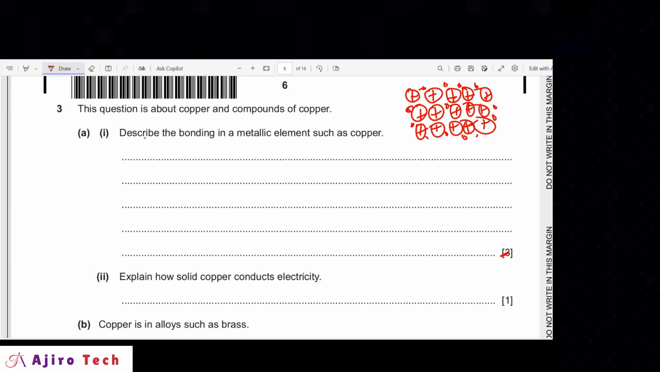So first, we start with: it has a regular pattern of positive ions. Or sometimes instead of a regular pattern, you can say it has a lattice. So lattice could also be used as a word here. So it has a lattice of positive ions. Now, positive ions means all of these circles with positive charge in them. Those are cations, basically. It has a regular pattern of positive ions.